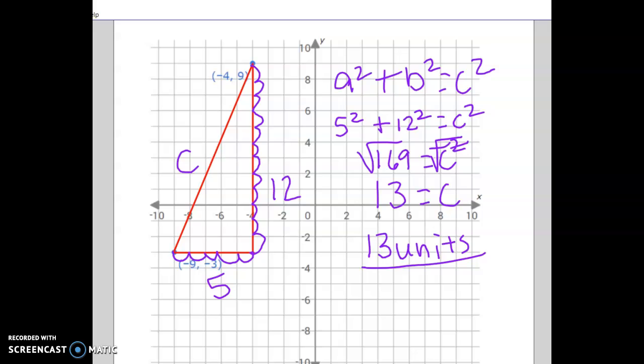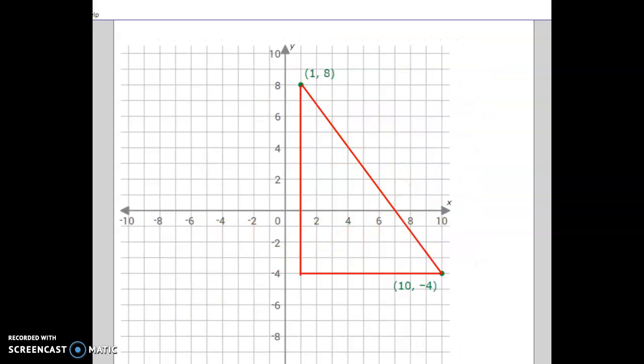Okay, our next example is this one right here. We're still looking for the length between these 2 points, which is still our hypotenuse. We need to count the boxes. 1, 2, 3, 4, 5, 6, 7, 8, 9, 10, 11, 12. Then we have 1, 2, 3, 4, 5, 6, 7, 8, 9.